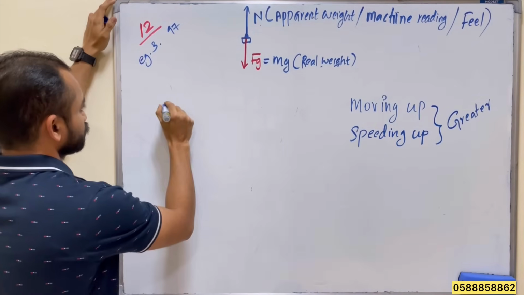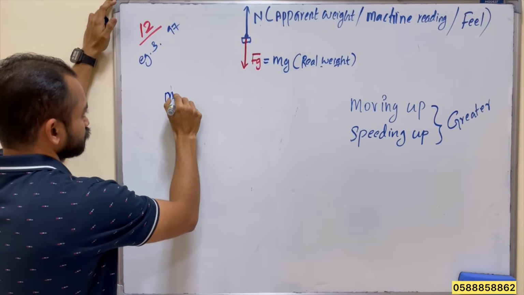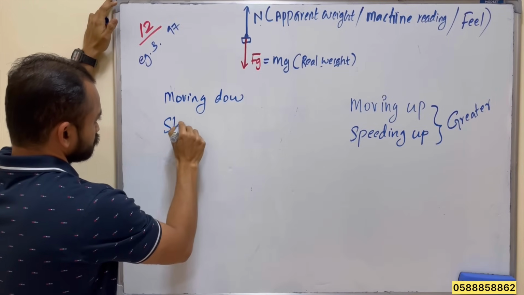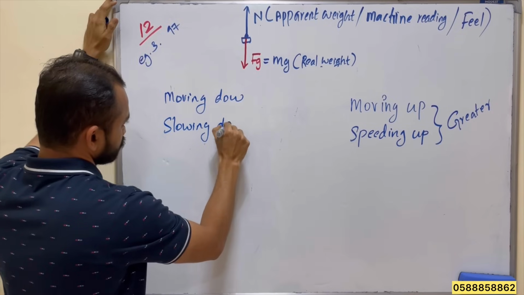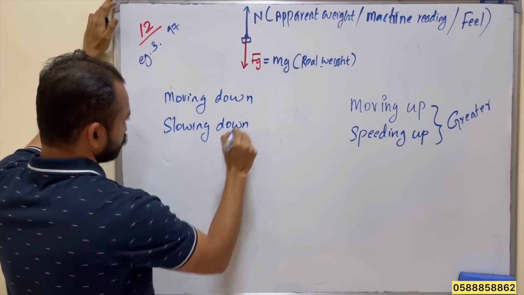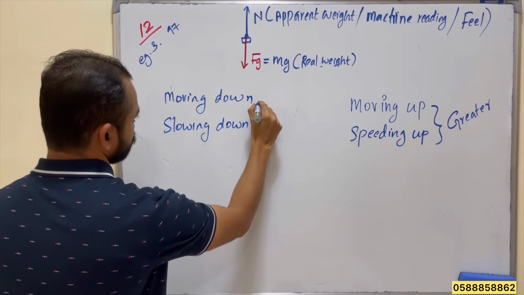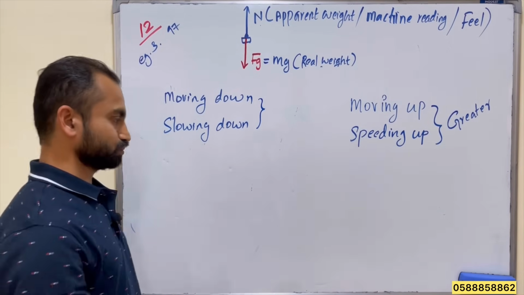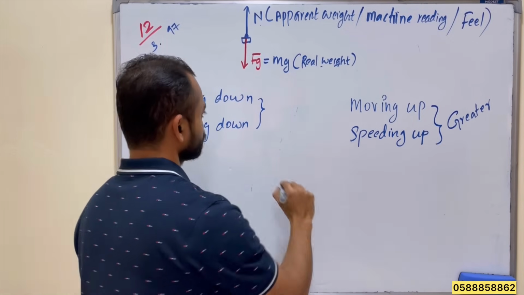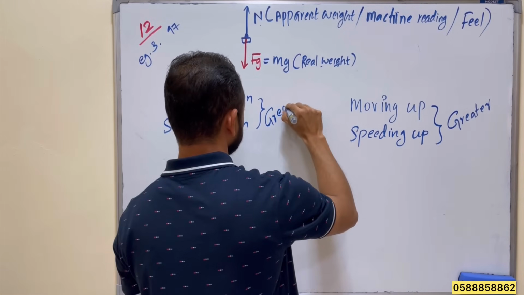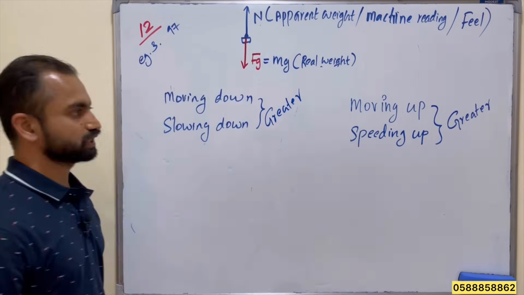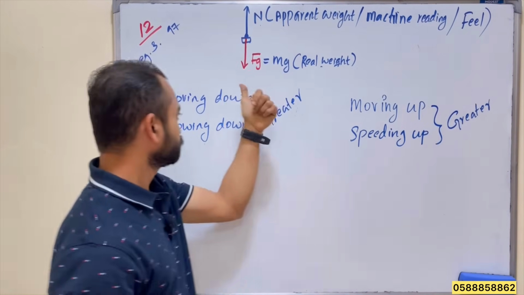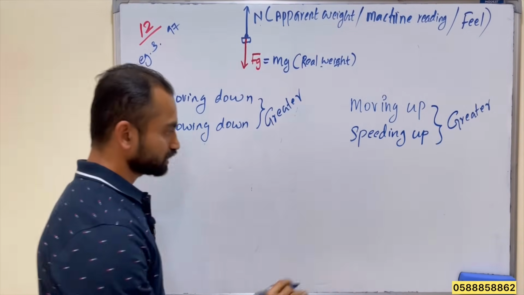The next case: moving down, slowing down. In moving down and slowing down, both are down, right? So if both are down, here also the apparent weight will be greater. See, both up, greater; both down, greater. I will give you another one.